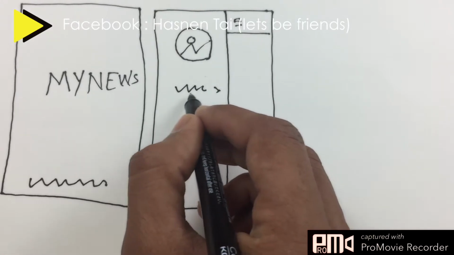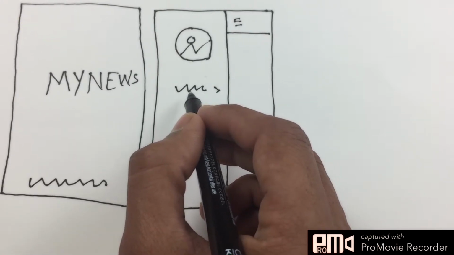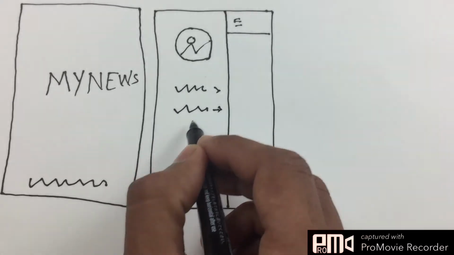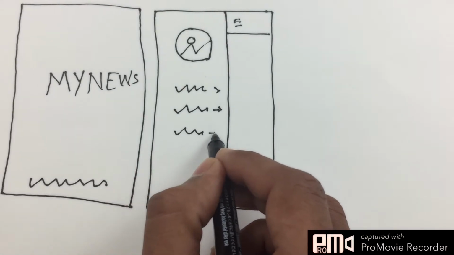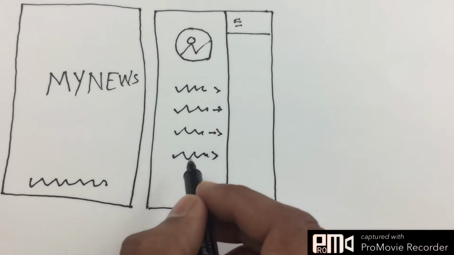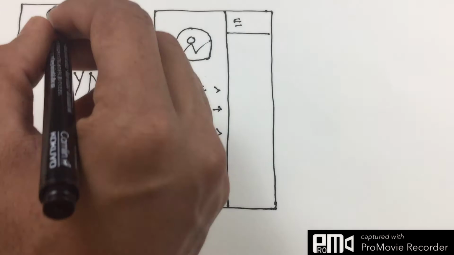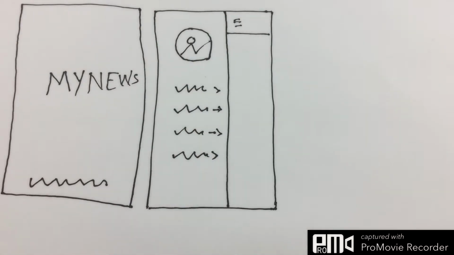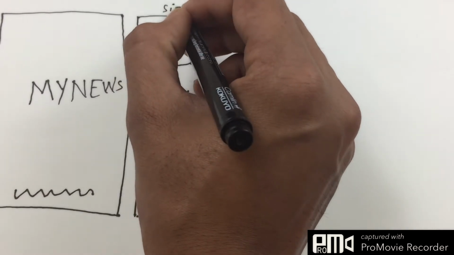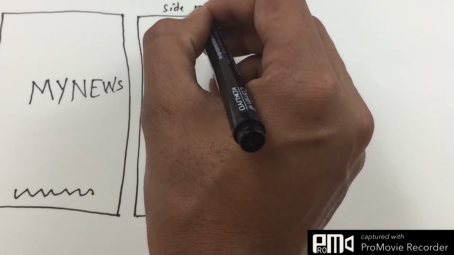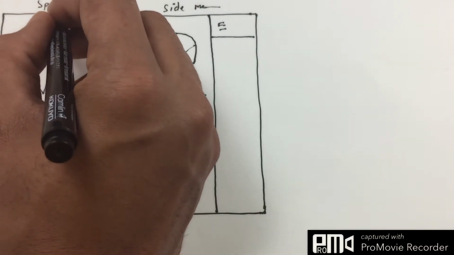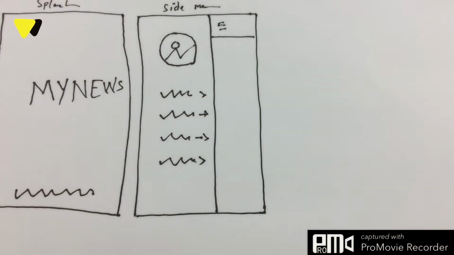See, when I make this kind of stuff, it means there's a text, correct? So many texts, so many options over here. I guess this is our side menu, and this is our splash screen. Cool.